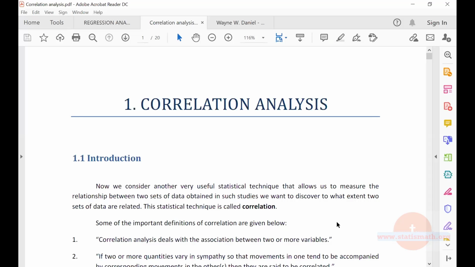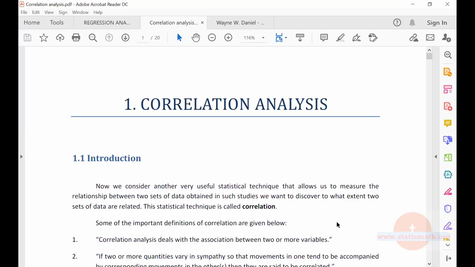Today I'm going to introduce the next topic in the course outline, that is correlation analysis. Correlation is another statistical technique which basically measures the relationship between two sets of data. Okay, two sets of data.